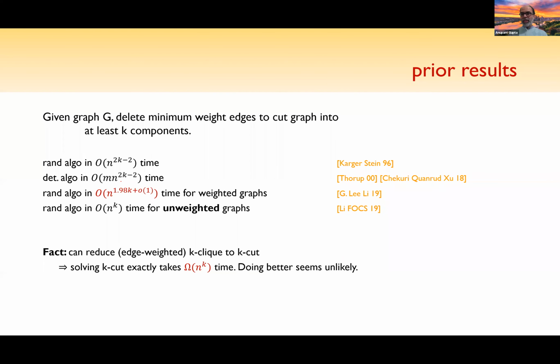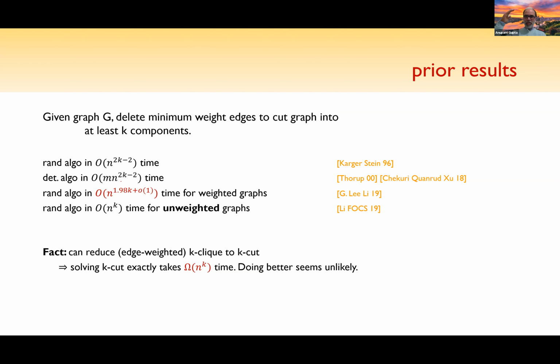Now, one thing I'll mention is it seems unlikely that we'll be able to do much better than n to the k runtime for computing min k-cut. And this is a reduction from k-clique. So if we believe that k-clique, finding a complete graph of size k in a graph of size n, should take time approximately n to the k in the worst case, then it seems unlikely that we'll be able to do k-cut much better. And I can show you this reduction offline. It's not a big deal. It's a very simple reduction.